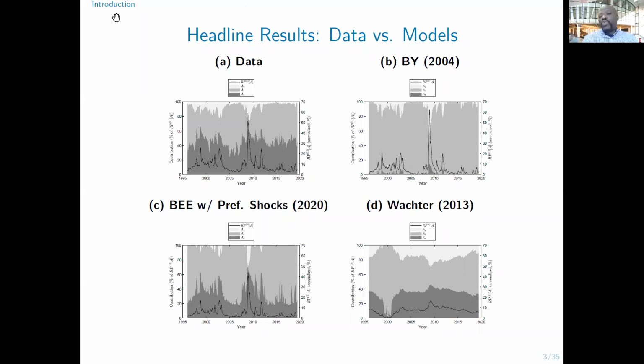So now let's move to the last model here, which is in panel D, the rare disaster model of Watcher. Let me tell you that unconditionally, the rare disaster model of Watcher explains the average equity risk premium over time. Over time, you can see that the dark line is a little bit different from the dark line in the data, even though this model can explain the unconditional one.